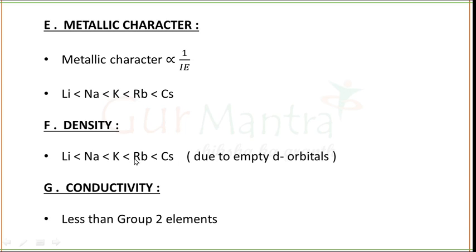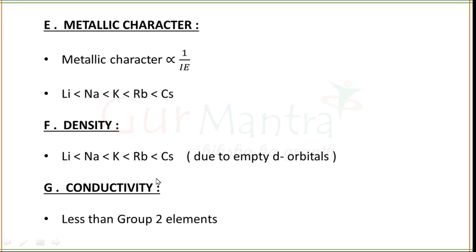But there comes an exception, that the density of sodium is higher than potassium, as empty d orbitals are present in potassium. Maximum capacity of the M shell is 18 electrons, but it contains only 8 electrons, which decreases its density.